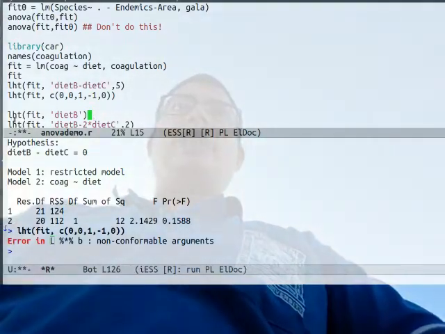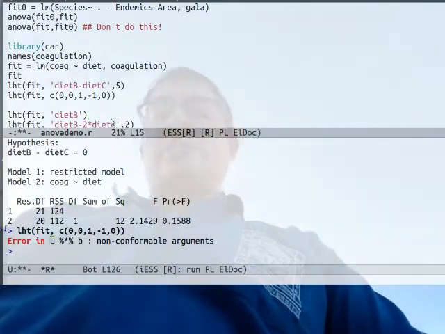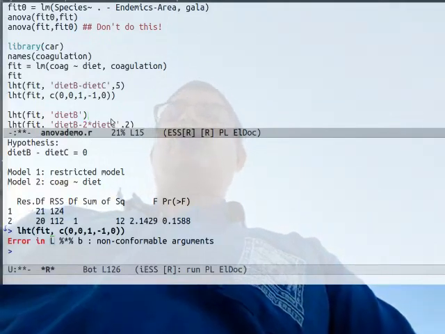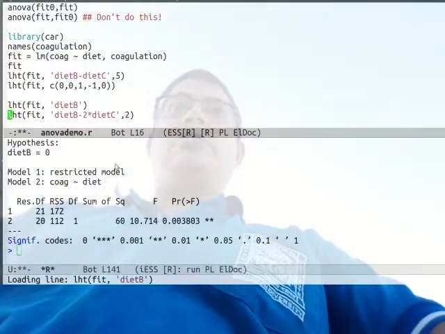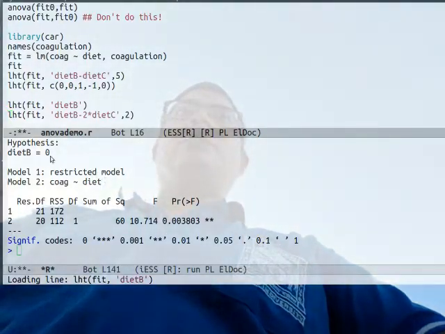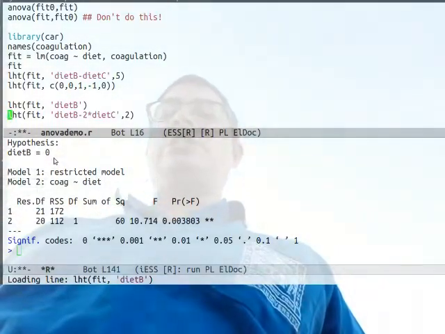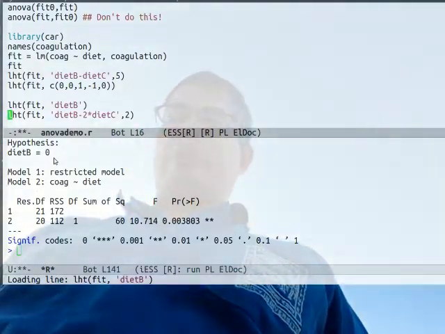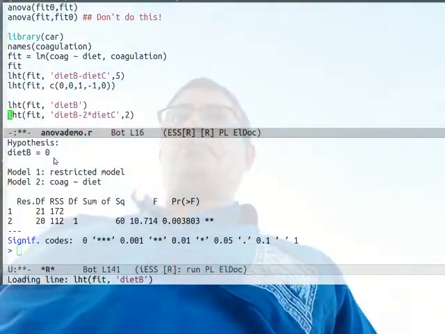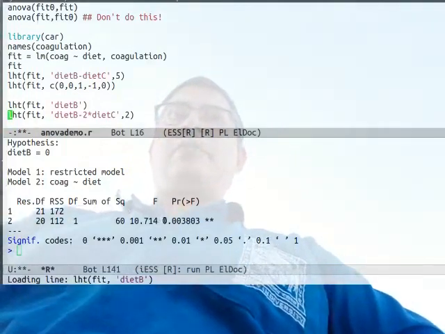So I write LHT fit, diet B. If I just write diet B, I am basically testing that alpha 2 minus alpha 1 is equal to 0. So let's carry that out. It has happily carried out the test and it says that I am testing diet B equal to 0. Remember, it is testing this under that additional restriction that diet A equal to 0. So effectively it is testing diet B minus diet A equal to 0. Anyway, this is just weirdness of the syntax, but the result that you get is perfectly meaningful.